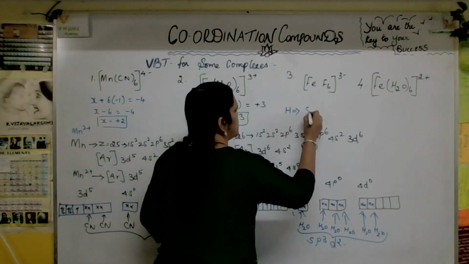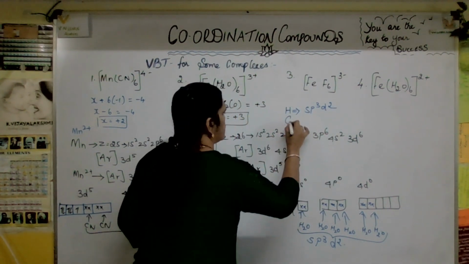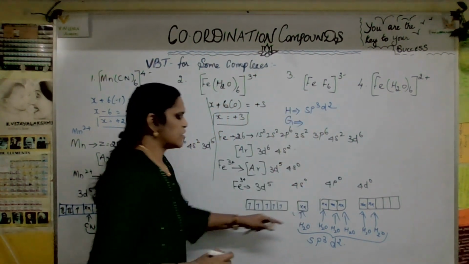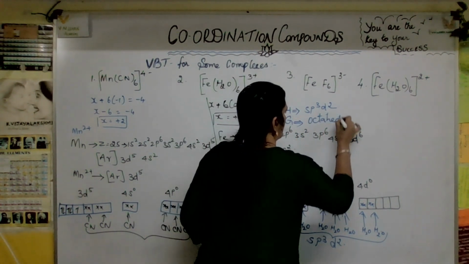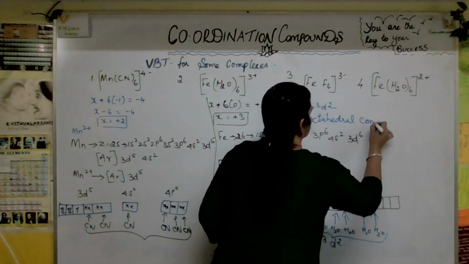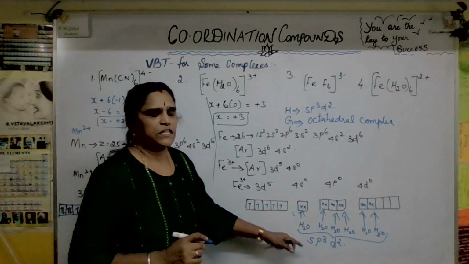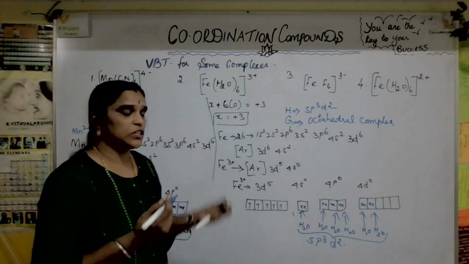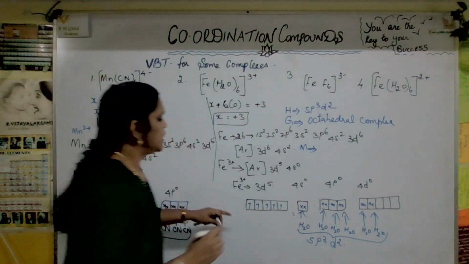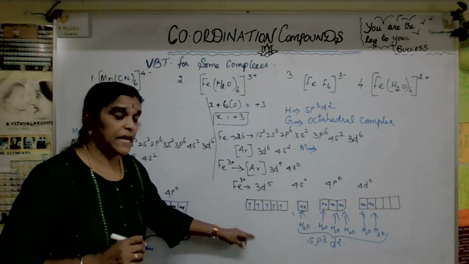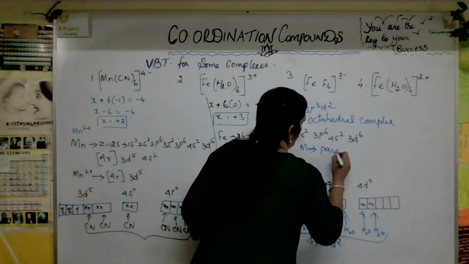So now we have to identify the hybridization, sp3d2, and the geometry. What is the geometry? Octahedral complex. d2sp3 or sp3d2, both are octahedral complexes. Magnetic property: are there unpaired electrons? Yes, there are unpaired electrons. So it is paramagnetic.